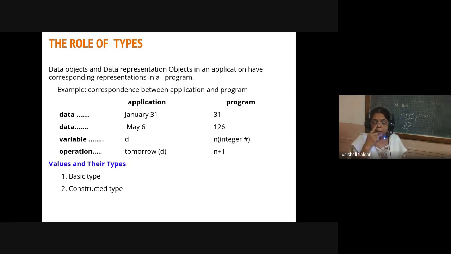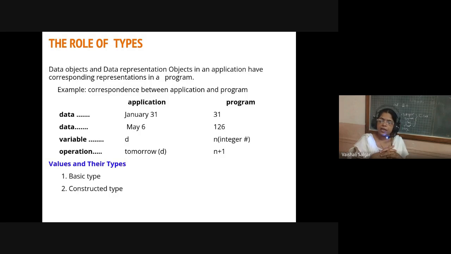Constructed type means that, based on the basic types, you are deriving or creating another type of data type. As I mentioned, an array is a sequence of similar data items. That is, I will have a set of integer values together which will form an array. So that set of a sequence of similar data items is called an array.